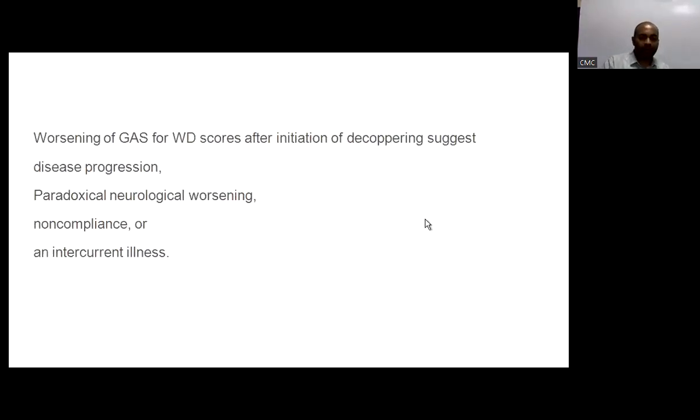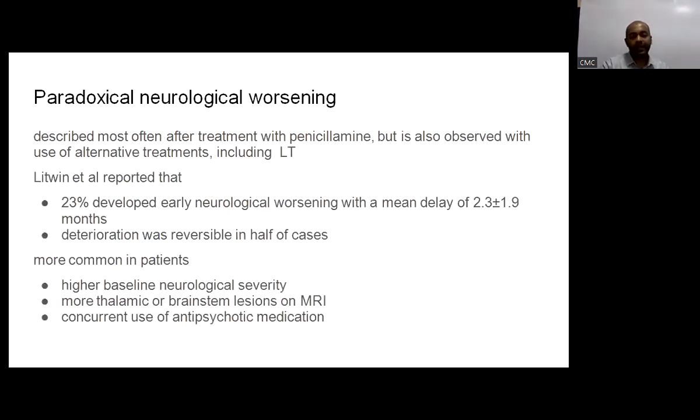Now, if we are giving adequate treatment and the global assessment scale worsens, then it can be disease progression, or it can be paradoxical neurological worsening, or it can be due to non-compliance to treatment, or it can be due to an intercurrent illness. So paradoxical neurological worsening is one problem with chelating therapy. Most often, it is seen after treatment with penicillamine, but can also be observed with other chelators.